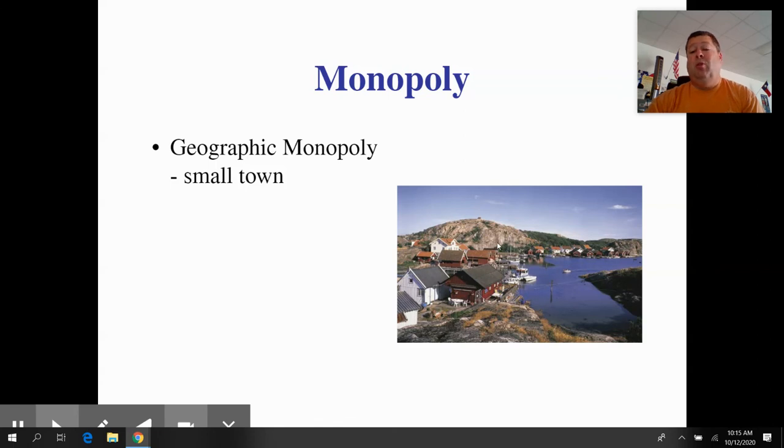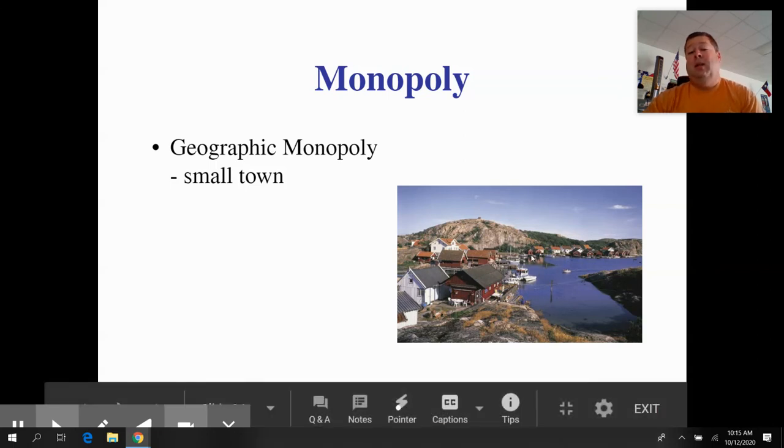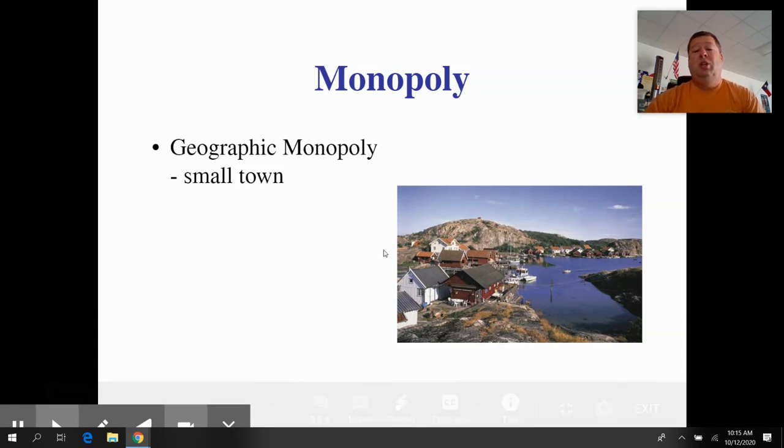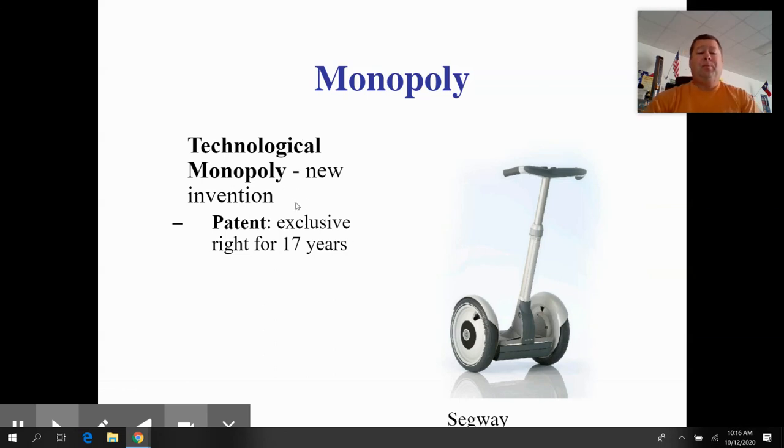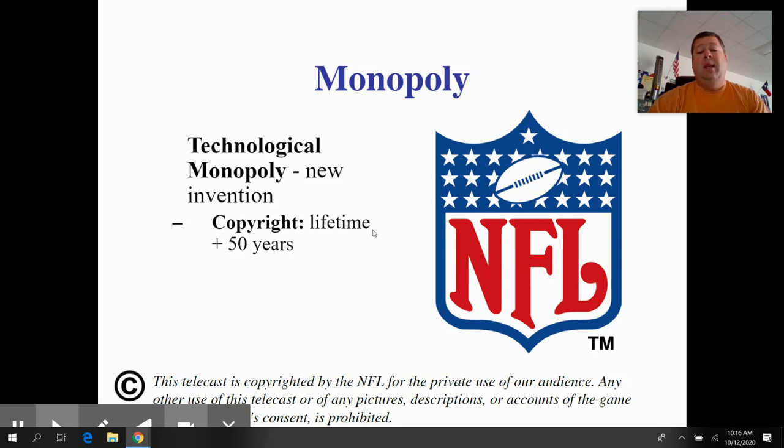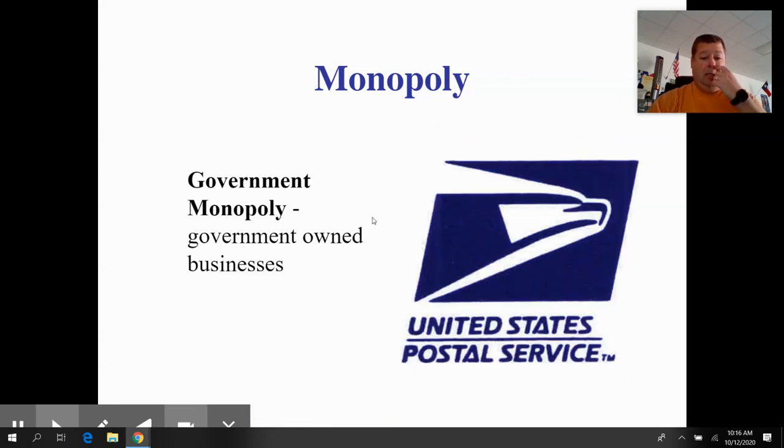Geographic monopoly. Sometimes you're just so far away from everything. You may sell a product that you have a monopoly on selling just simply because you're so far away and distance is such an issue there. Technological monopolies here. You see the patent there of a Segway for 17 years, which I'm sure is totally gone now. And then sometimes, again, the NFL. You don't have much competition with the NFL. And I know there's Arena League, and sometimes you have World Football, things like that, but really nothing can compete with the NFL. And then also we have the United States Post Office. Again, they're the only ones who deliver mail, and that can be kind of a government monopoly there.